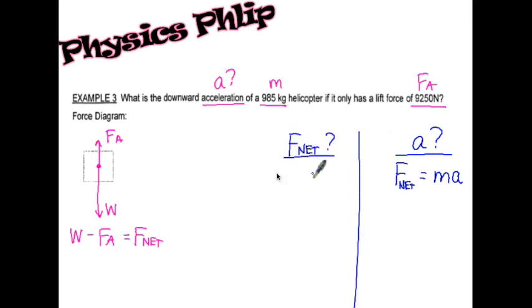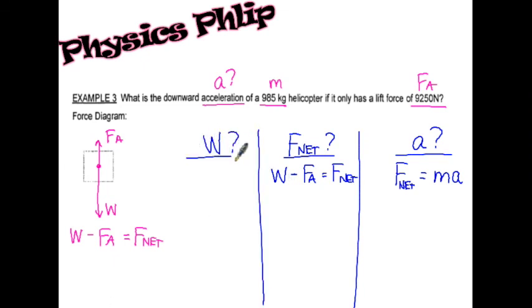Before I back up, let's make sure this is good. I'm going to find the net force. Do I know the mass? Yeah. Then I'll be able to solve for the acceleration. So that is good. So now I'm backing up to here. How can I find the net force? I'll use the equation from the diagram. Do I know the weight? No. So before I get to this, I'm going to have to find the weight. Do I know the applied force? Yes. And I'll be solving for net force. So this will be okay when I get there.